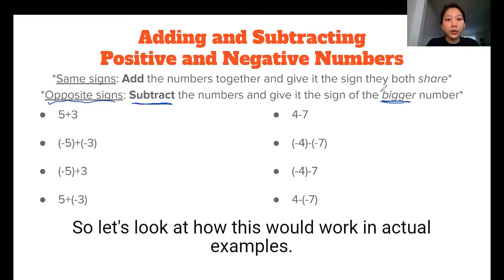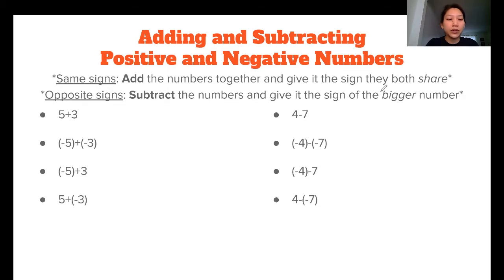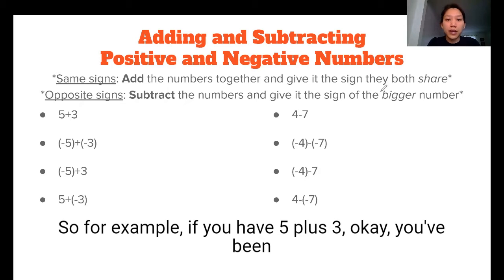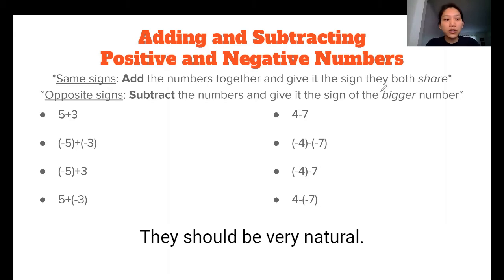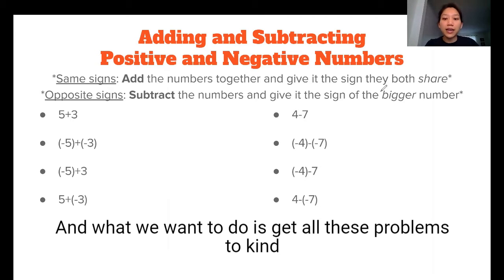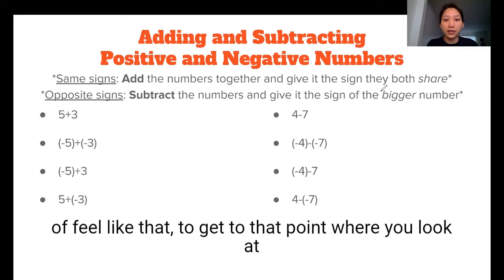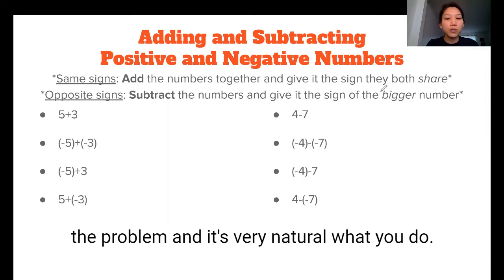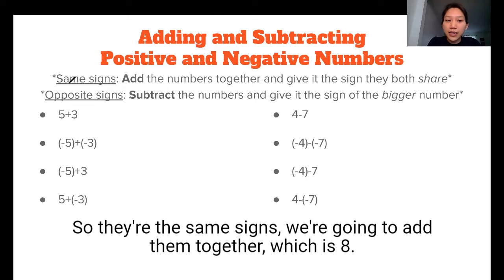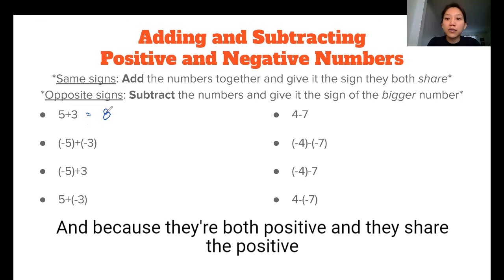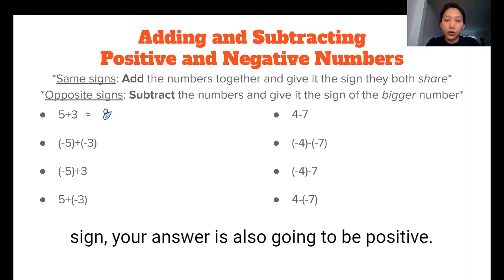So let's look at how this would work in actual examples. For example, if you have 5 plus 3, okay, you've been doing problems like this from elementary school. They should be very natural. And what we want to do is get all these problems to feel like that, to get to that point where you look at the problem and it's very natural what you do. So because 5 plus 3, they're both positive, so they're the same signs, we're going to add them together, which is 8. And because they're both positive, they share the positive sign, your answer is also going to be positive.